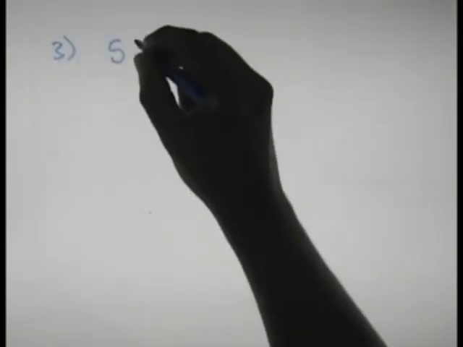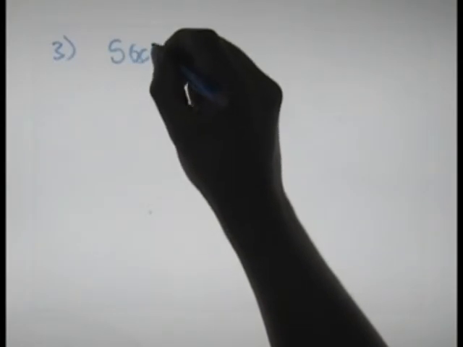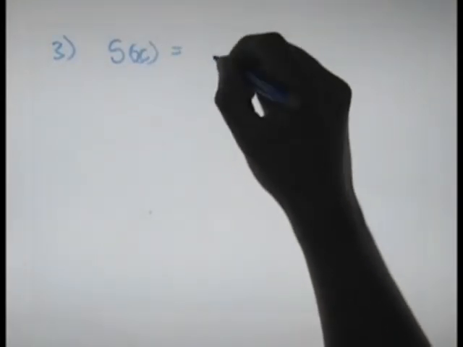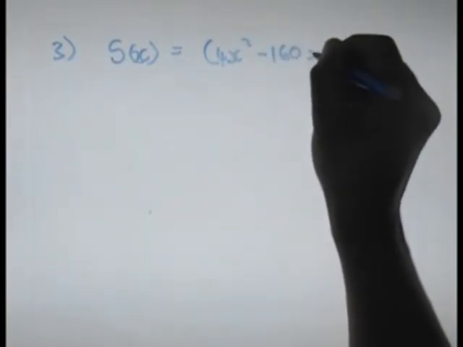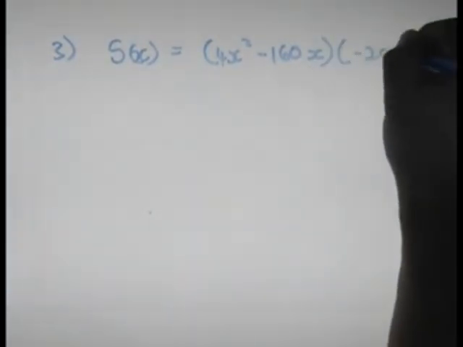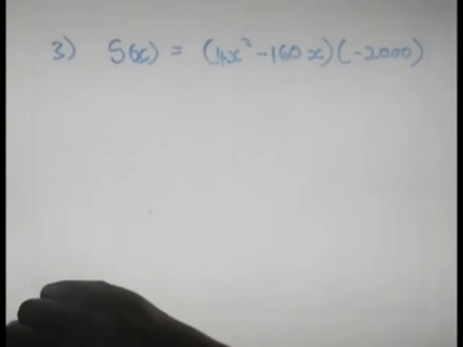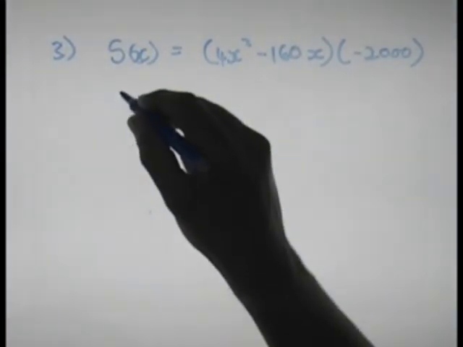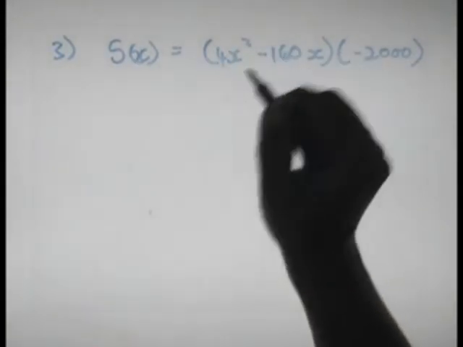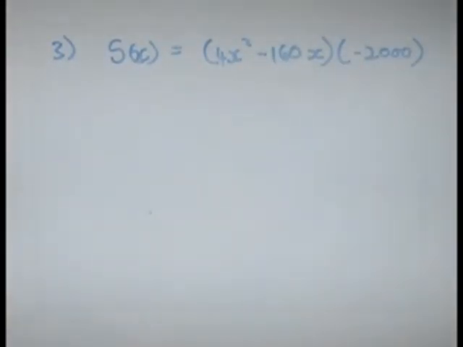Number 3 says that the number of shoppers in a shopping mall depends on the number of shops, and that's given by the function number of shoppers as a function of shops, S of x, is equal to 4x squared minus 160x minus 2000. The first question I asked was how many stores, how many x's, how many stores will yield a maximum amount of shoppers.